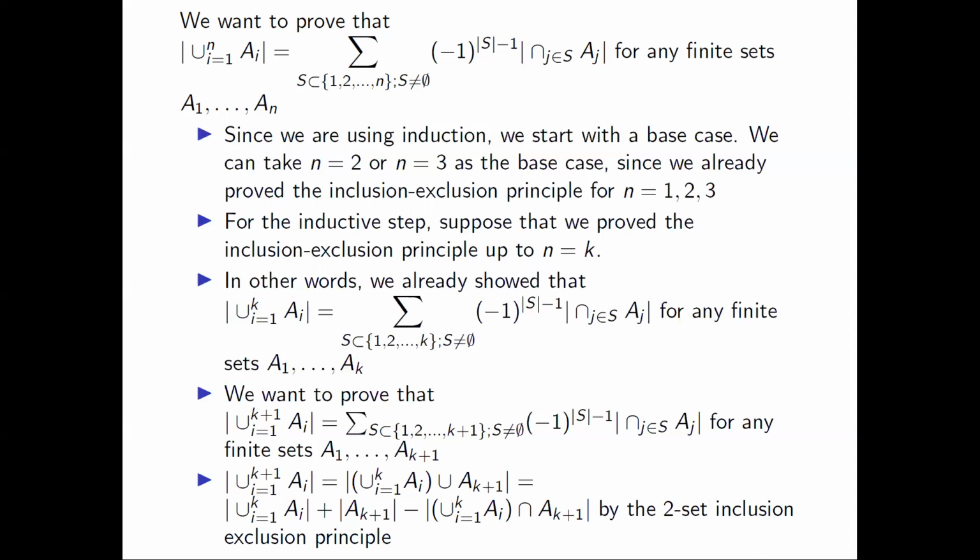So we can say that that cardinality is equal to the cardinality of the union from i equals 1 to k of Ai, plus the cardinality of A of k plus 1, and then minus the cardinality of the intersection of A of k plus 1 with the union from i equals 1 to k of Ai. And all we used to get that was the two-set inclusion-exclusion principle, which we already proved was true in the previous video.